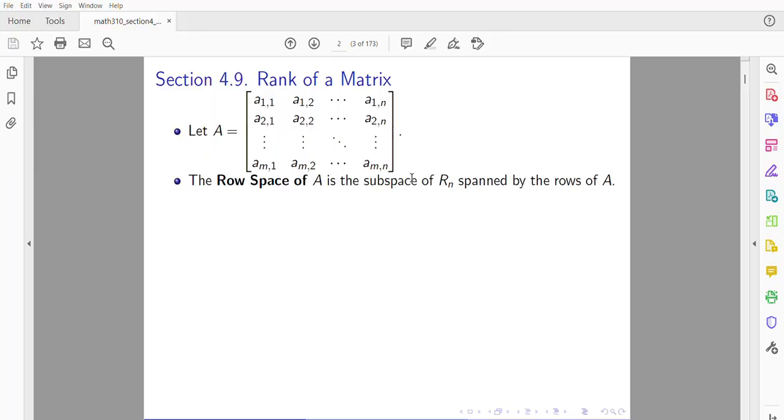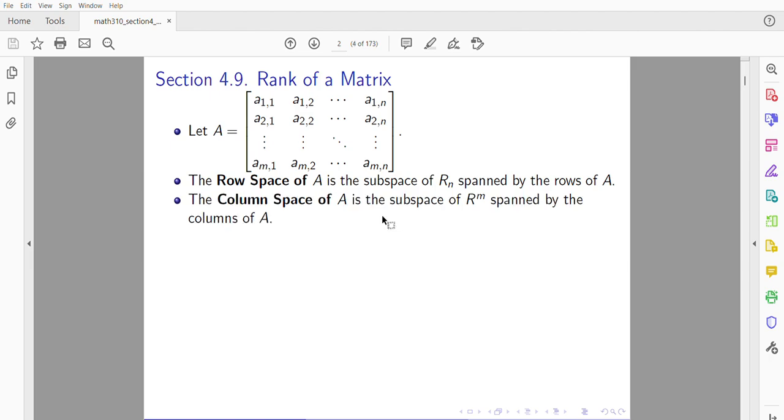The row space of A is the subspace of R^n spanned by the rows of A. R^n is the vector space of rows of size n. So you see, this row has size n, this row has size n. So there are m rows, each of size n. Consider the space spanned by these rows. That's called the row space of A.